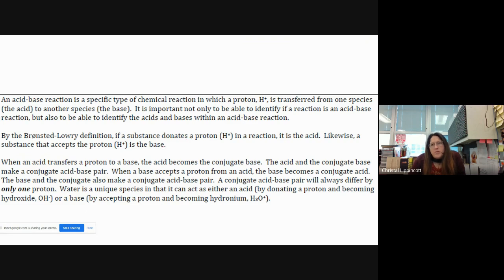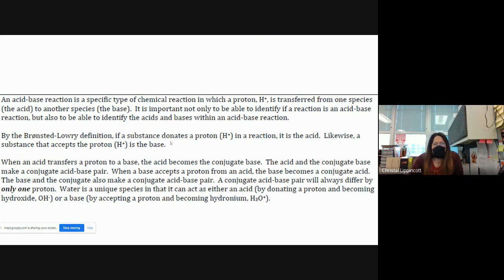There are other definitions of bases and acids. I believe the other one that they use a lot in college is Lewis acids and bases. That gets a little bit more complex yet. So if you get into more advanced chemistry, you might fall into that category and have to identify them. This is much easier, so you can be thankful for that. Okay.